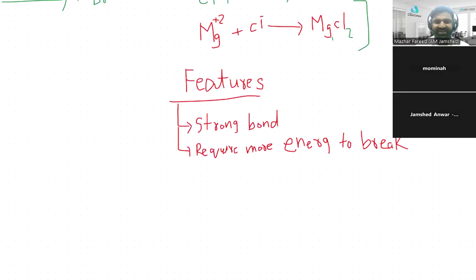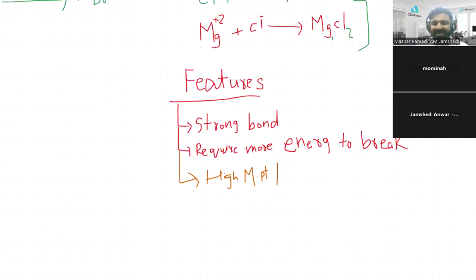So when they require the highest energy to break this bond, it means the melting point and boiling point of an ionic compound will be high.